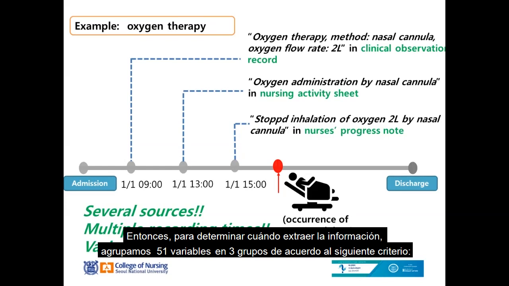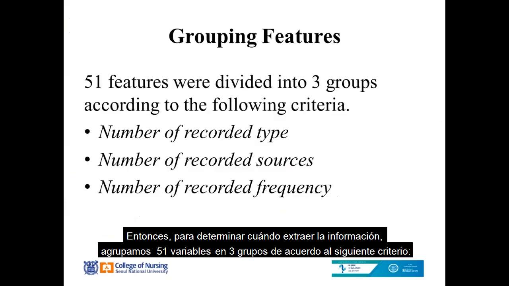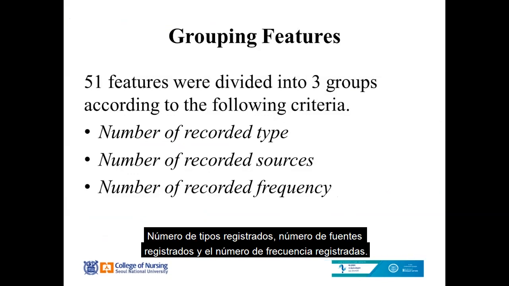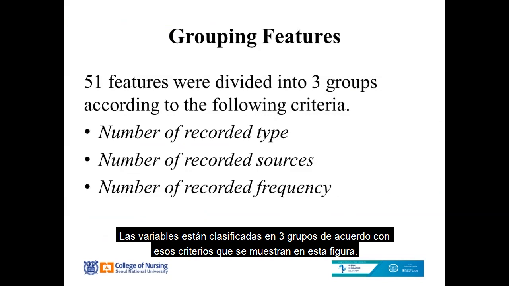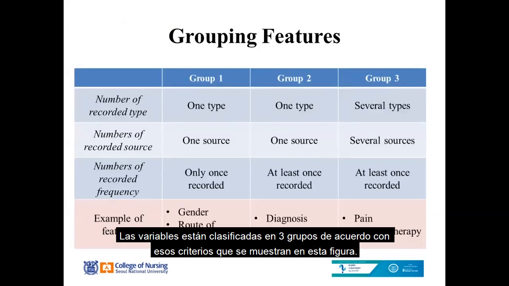So to determine when to extract data, we grouped 51 features into 3 groups according to the following criteria: number of recorded types, number of recorded sources, and number of recorded frequency. The results classified into 3 groups according to those criteria are shown in this table.